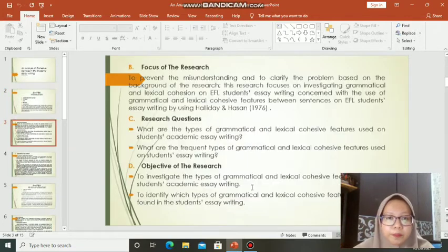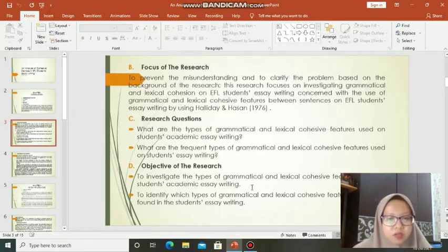And then the focus of the research, to prevent misunderstanding and to clarify the problem based on the background of the research. This research focuses on investigating grammatical and lexical cohesion in EFL students' essay writing, concerned with the use of grammatical and lexical cohesive features in sentences in EFL students' essay writing by using Halliday and Hasan 1976.